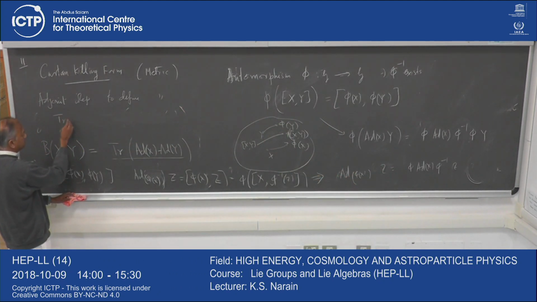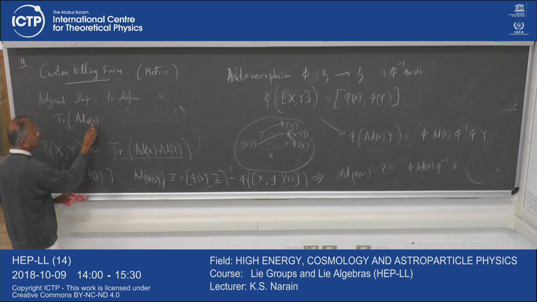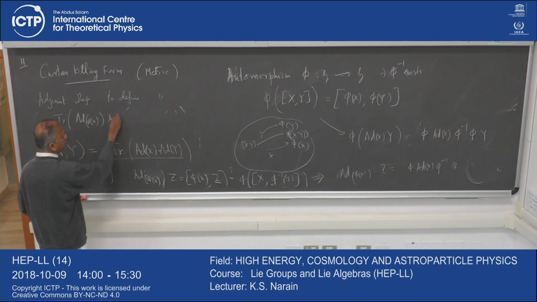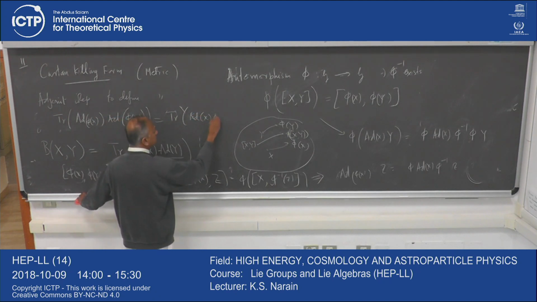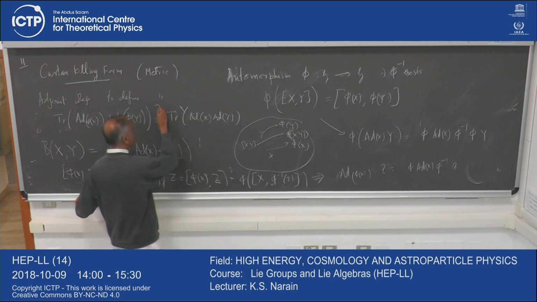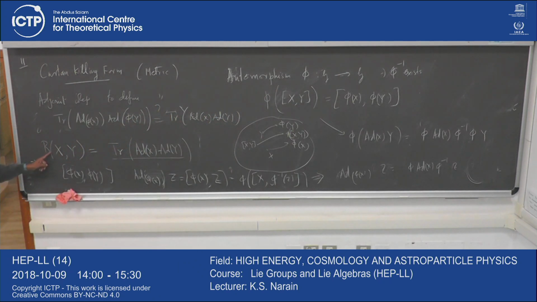So what we want to check is the following. Is it true or not? The trace of ad of phi x and ad of phi y is the same as the trace of ad x and ad y. This is the question, so we want to check that. Because if we are saying that the metric that I have defined here is invariant under automorphism, this is what I have to prove, right? I have to prove that this is the same as b of phi x, phi y.